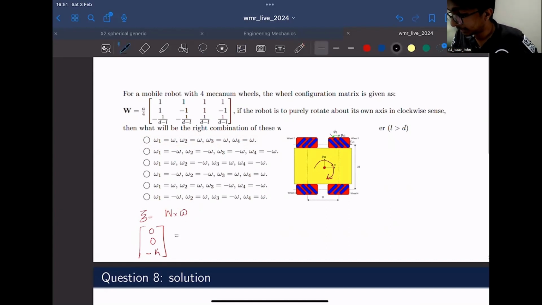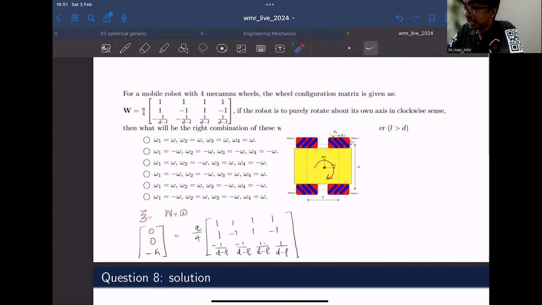So I'll simply write this omega vector, W matrix here. I'll simply reproduce that. 1, 1, 1, 1, 1, minus 1, 1, minus 1. So minus 1 by d minus L, minus 1 by d minus L, 1 by d minus L, 1 by d minus L.